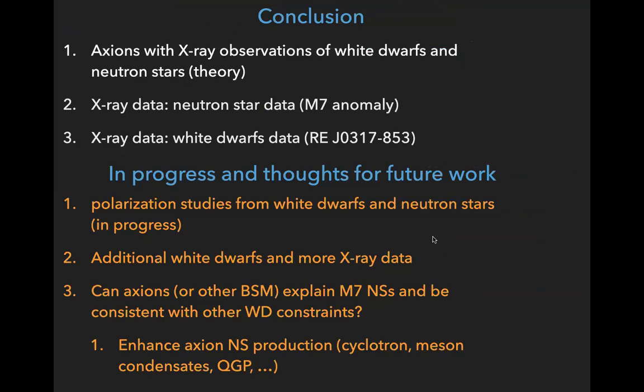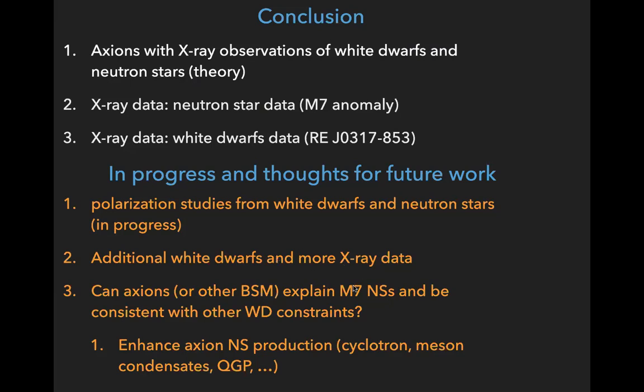So to conclude, I told you about these searches for axions with X-rays from white dwarfs and neutron stars. I went over data from the Magnificent Seven, neutron stars, and this recent data from white dwarfs. And just to reiterate, ongoing work that we're doing and work I would like to see happen more broadly, we're doing this work on polarization studies from white dwarfs and also neutron stars, which I think will have improved sensitivity. I think it's important to acquire more data towards more white dwarfs and towards more neutron stars, and to acquire more data towards the existing white dwarfs that we've already taken data from.